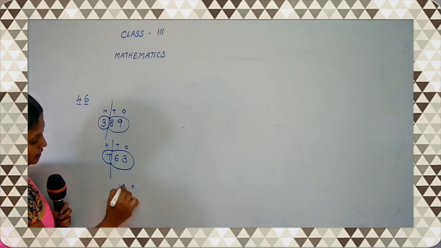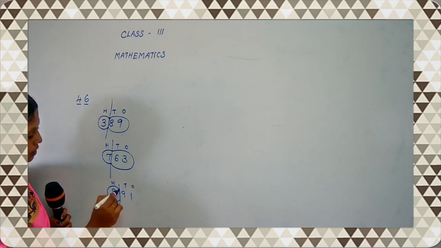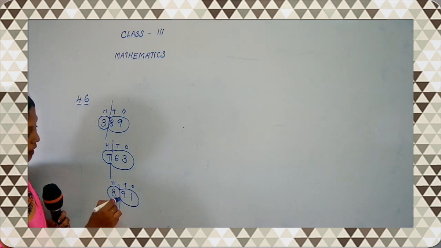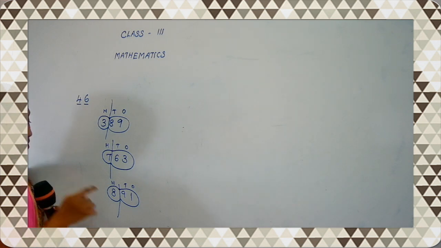Then another small example. This one ones, tens and hundreds, okay. Now how many hundreds are here? 800. 891, okay. 891. A 3 digit number starts from 100.